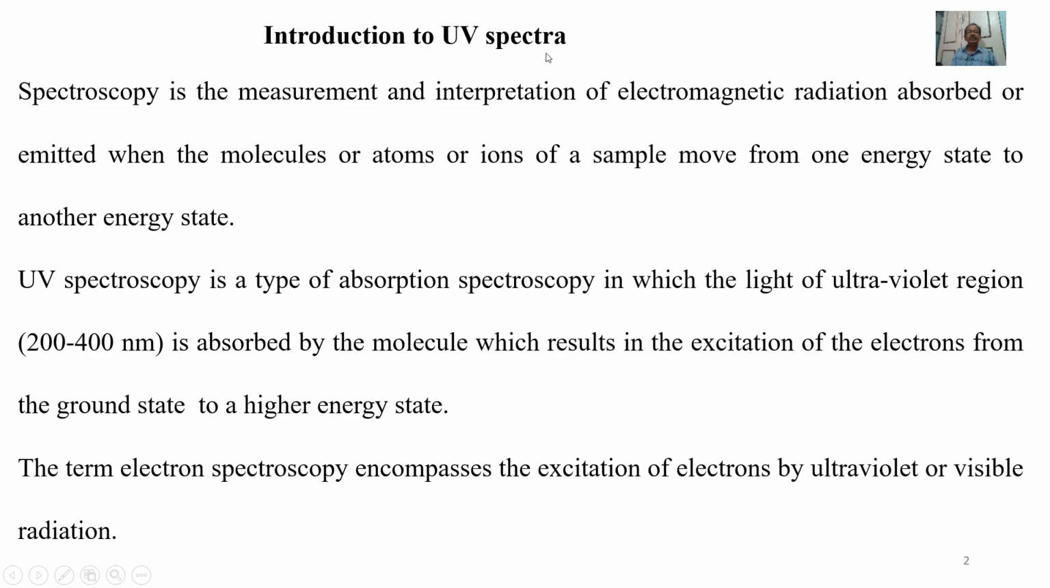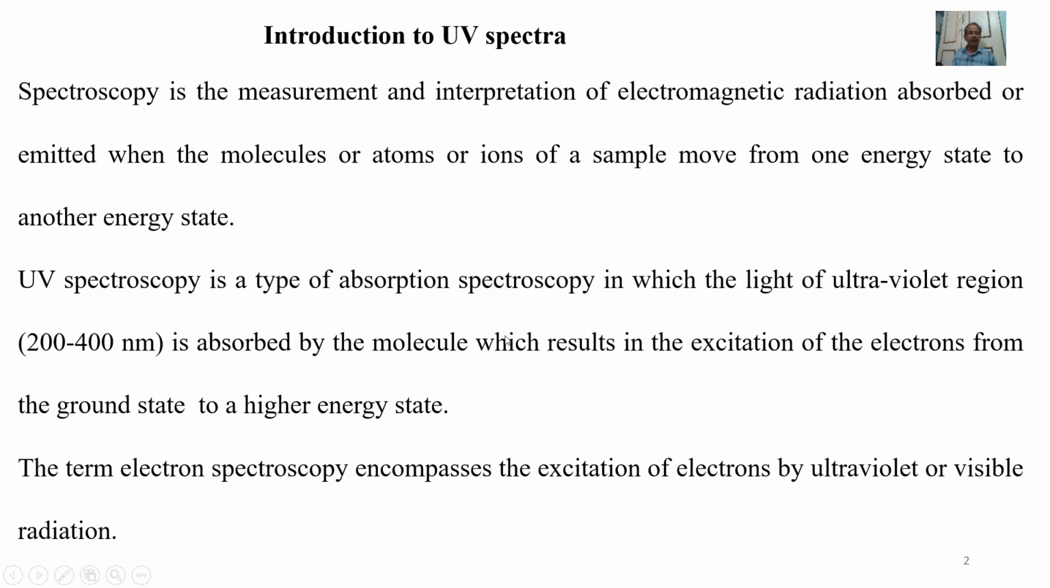Introduction to UV spectra. Spectroscopy is the measurement and interpretation of electromagnetic radiation absorbed or emitted when the molecules, atoms or ions of a sample move from one energy state to another energy state. UV spectroscopy is a type of absorption spectroscopy in which light of the ultraviolet region, the range between 200 and 400 nanometer, is absorbed by the molecule, which results in the excitation of the electrons from the ground state to a higher energy state.